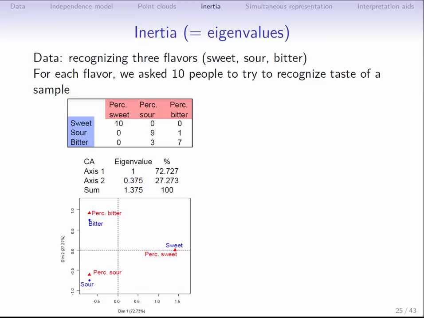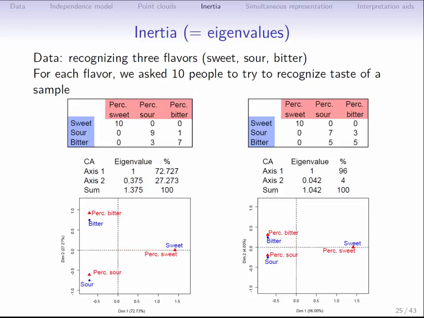On the first dimension, we have a kind of perfect situation in that we clearly see the separation between sweet on one side and sour and bitter on the other, with a much larger inertia in this separation than between sour and bitter. These two are much closer to each other than with sweet. So the plot clearly shows that there has been much more confusion between sour and bitter than between either of these two and sweet.